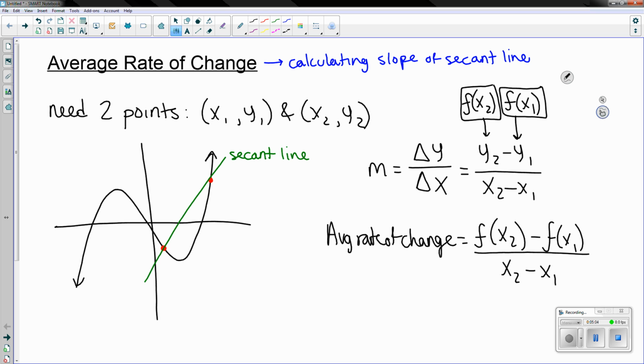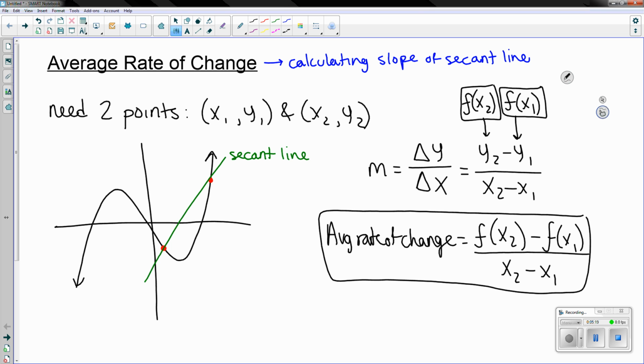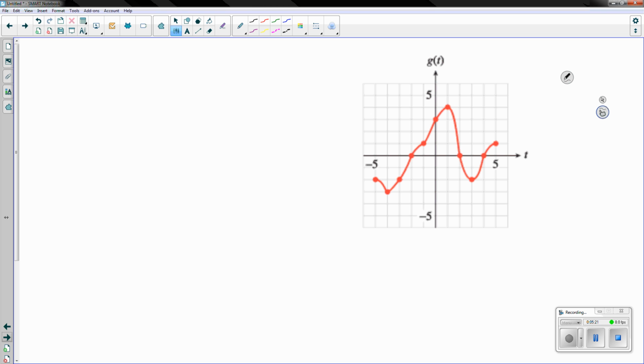And again, that represents the slope of the secant line, and the secant line is the line that connects the 2 points that we want to calculate the average rate of change between. So having said all that, if you want to mark something down, this is the formula we're going to be using. Let's jump over to an example.